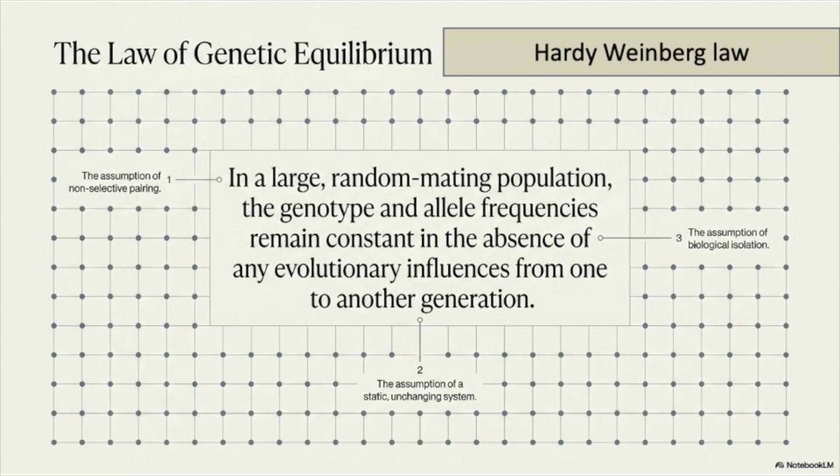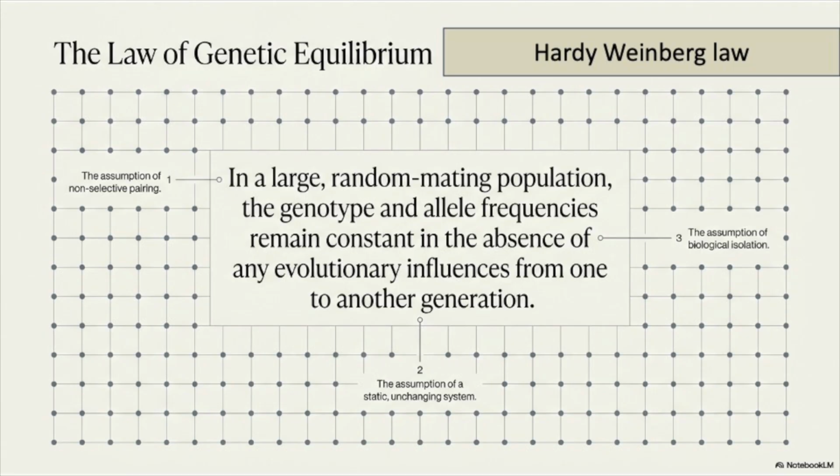Let us start with the law of genetic equilibrium, known as the Hardy-Weinberg Law. This law states that in a large random mating population, the genotype and allele frequencies remain constant from one generation to another in the absence of any evolutionary influences. This law rests on three important assumptions.